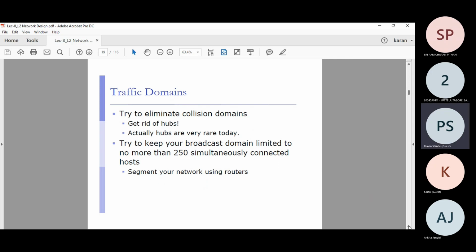Try to eliminate collision domains and get rid of hubs. Actually, hubs are very rare today; they are very rarely used by network people. Then try to keep your broadcast domain limited to no more than 250 simultaneously connected hosts. Segment your network using routers.